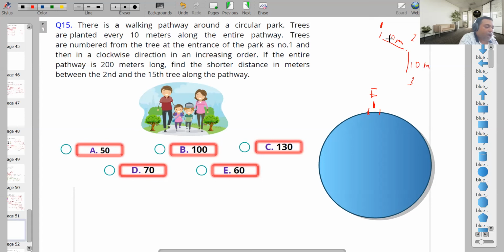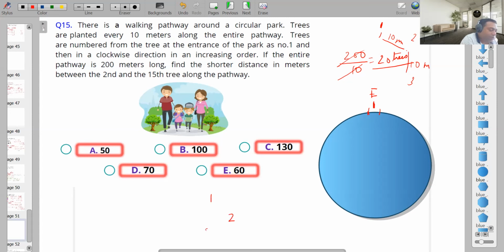Okay, so how many trees are there? So there'll be overall 200 divided by 10, there'll be overall 20 trees. Isn't it? If 10, 10, 10, how many times you will add to get 20? Let's take a smaller example.